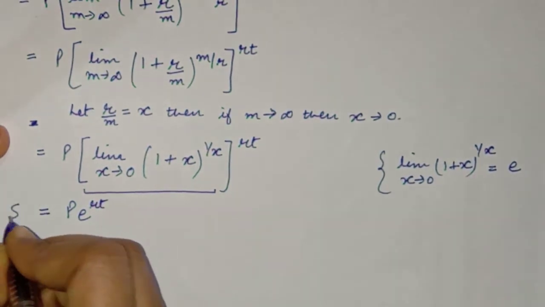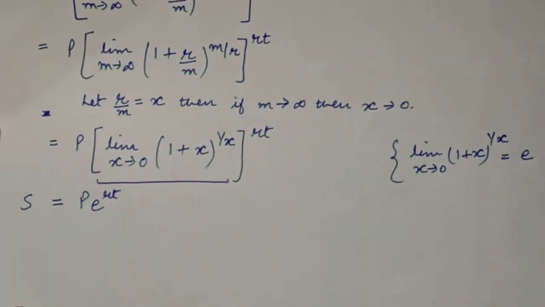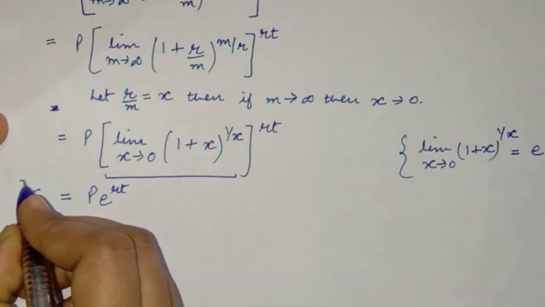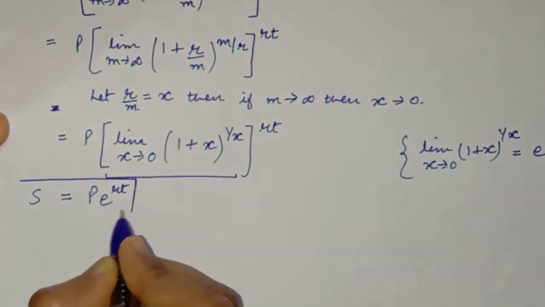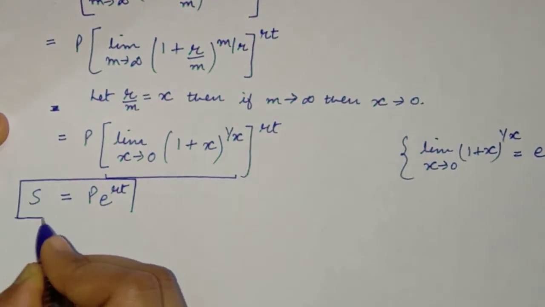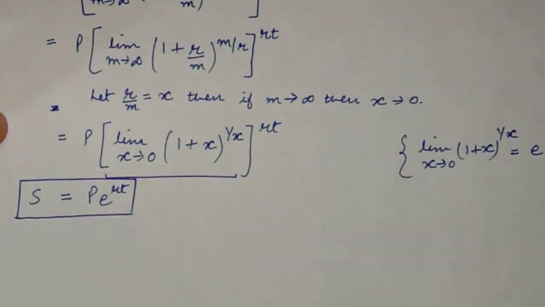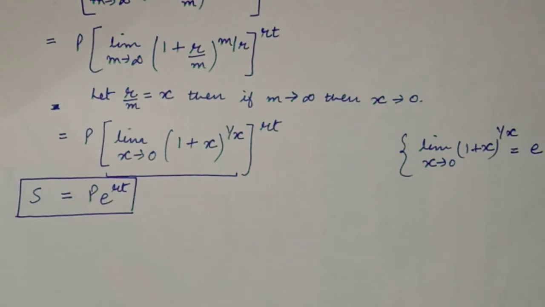So our formula in case of continuous compounding is S is equal to P into e raised to the power rt. This is the formula that we have to use in case of continuous compounding, and the continuous compounding concept says that the compounding is so frequent that the value of m is tending towards infinity. So using that concept, we got this formula.